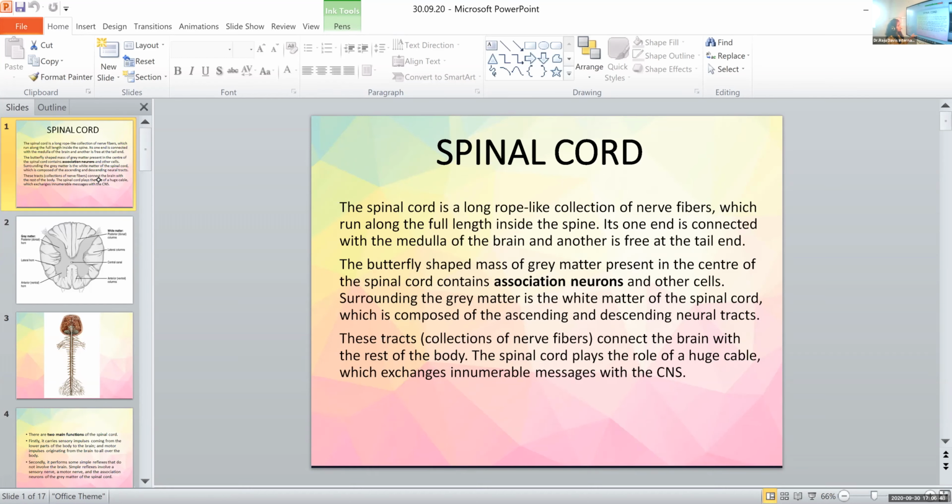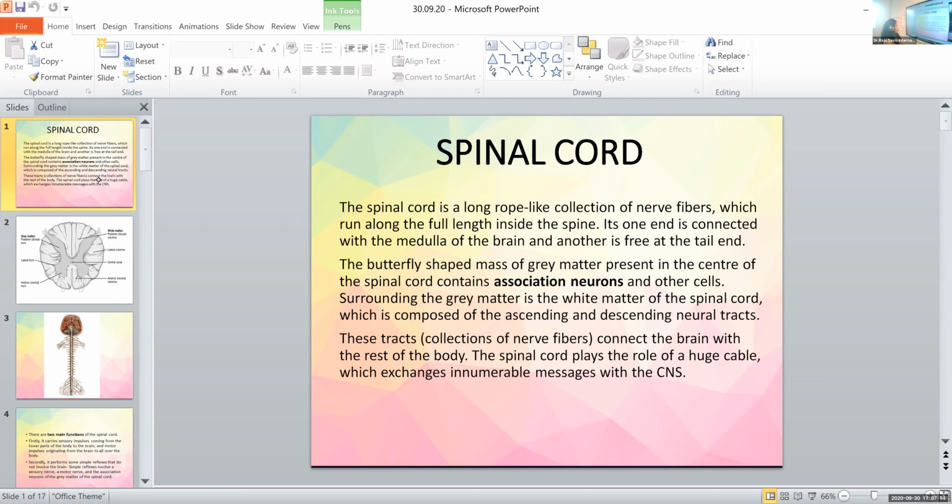On the other hand, for the gray matter, we have more of the cell bodies. There we have fewer myelinated axons and more of the cell bodies in the gray matter. So the white color of the white matter comes from the myelin sheaths.